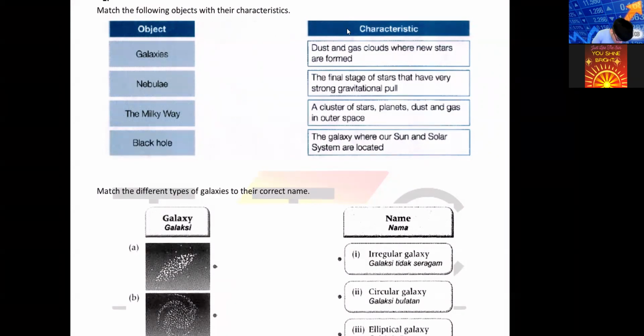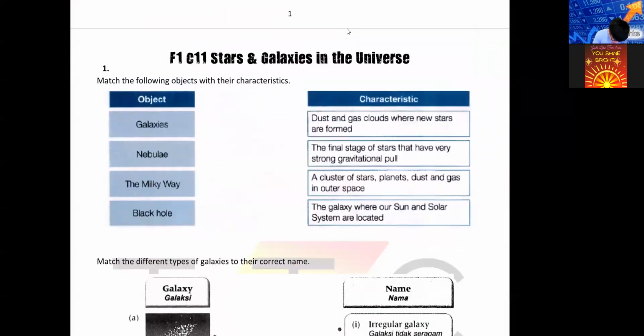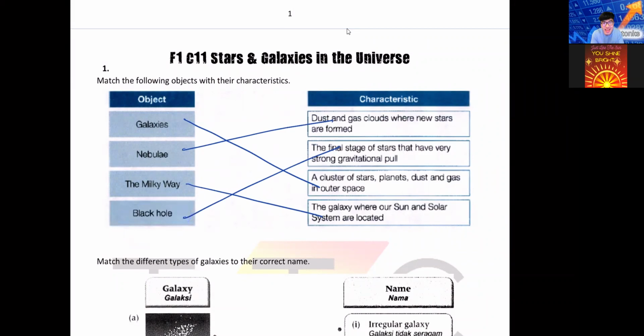Okay, so match the following object with their characteristics. So galaxy is the cluster of stars, planet, dust and gas. Nebula is dust and gas cloud. Okay, that's Thanos' second daughter, by the way. So Milky Way is the galaxy where our sun and star is located. Okay, black hole is the final stage of star that has very strong gravitational pull. Okay, black hole is so dense and the gravity is so strong, even light cannot escape. That's why they look black.